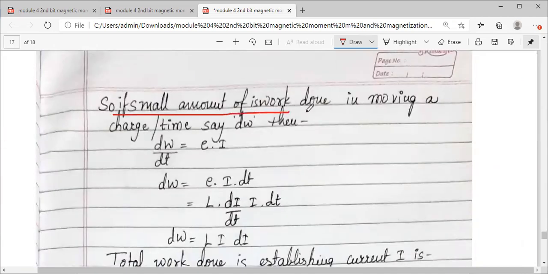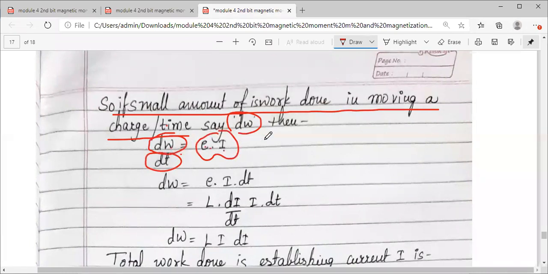Suppose a small amount of work is done in moving the charge per unit time. Charge per unit time is current, right? If I symbolically denote it as small work dW, so dW with respect to time is E into I. Work done is equal to E into I. This is from the basics of physics. Work done with respect to time is equal to E into I.